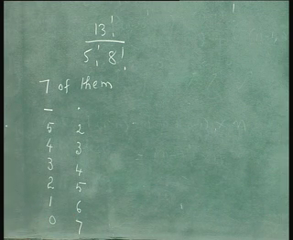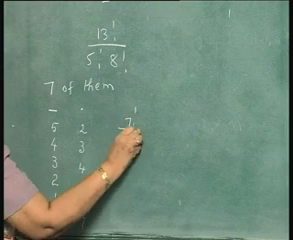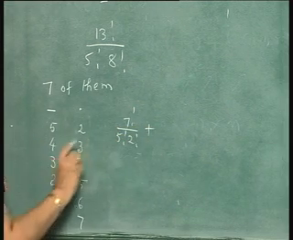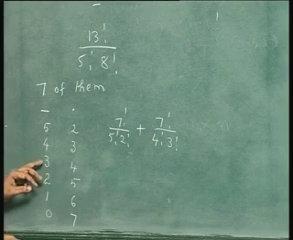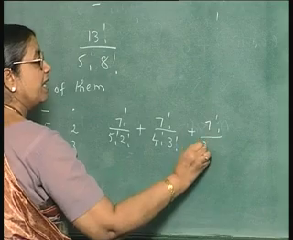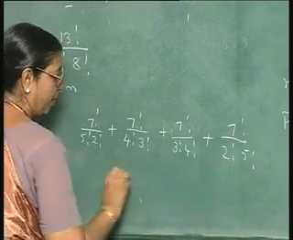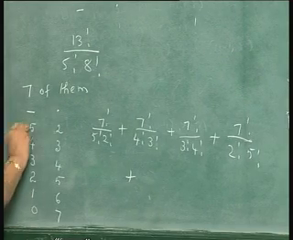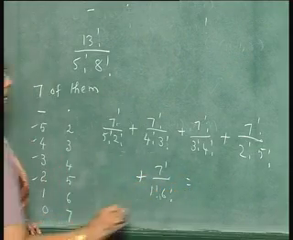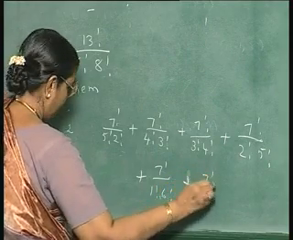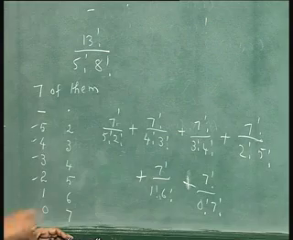So, for each one, what will be the formula? If you take 5 dashes and 2 dots, this will be 7 factorial by 5 factorial into 2 factorial. If you select 4 and 3, that will be 7 factorial by 4 factorial into 3 factorial. If you select 3 and 4, it will be again 7 factorial by 3 factorial by 4 factorial. And if you select 2 and 5, it will be again 7 factorial by 2 factorial 5 factorial, plus 1 and 6, it will be 7 factorial by 1 factorial and 6 factorial, plus 7 factorial by 0 factorial and 7 factorial. 0 factorial is taken as 1. Okay. So, you have to sum this up.